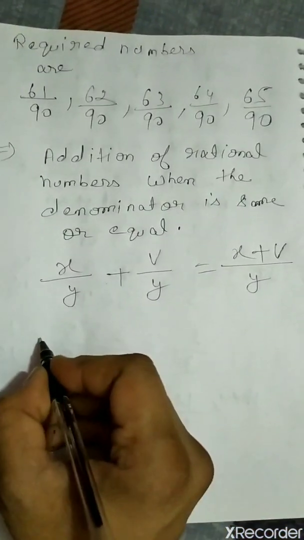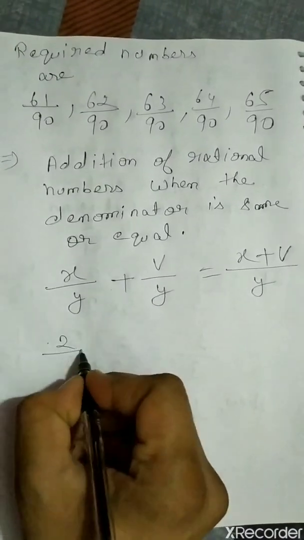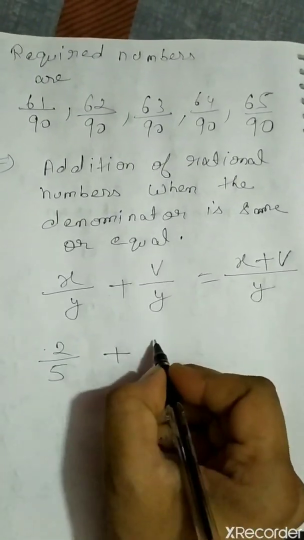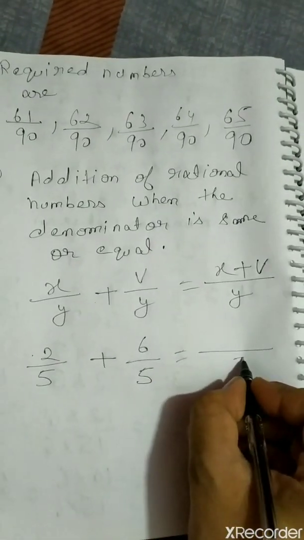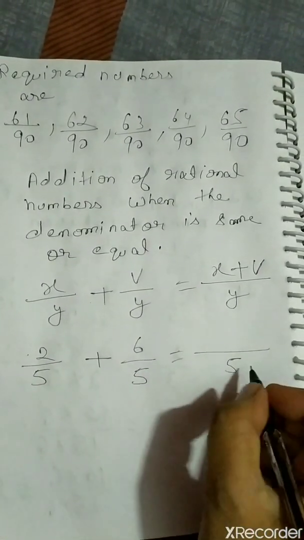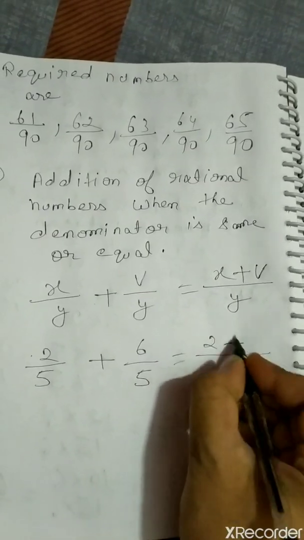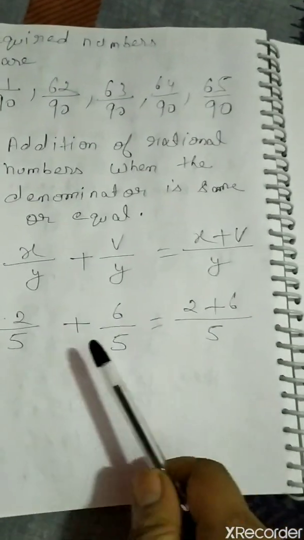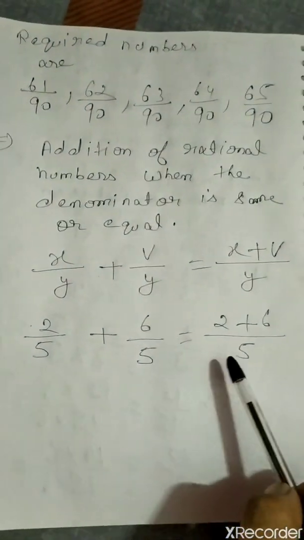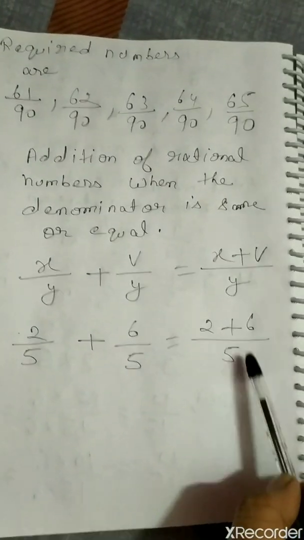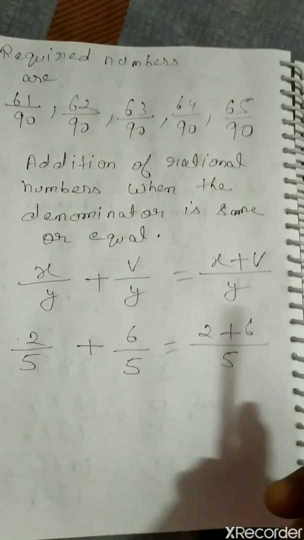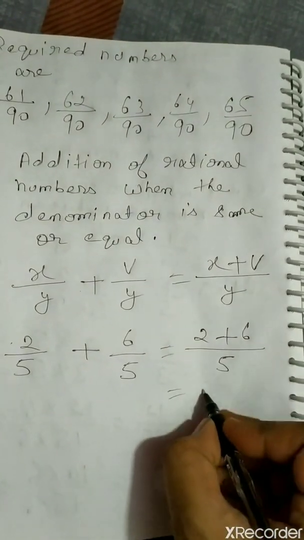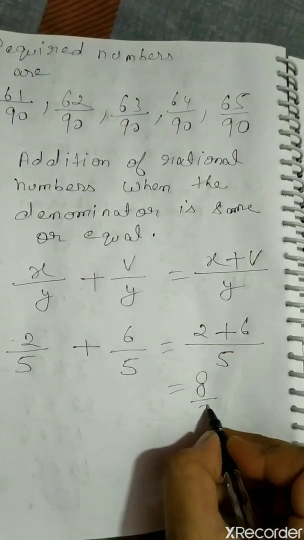For example, suppose the numbers are 2 by 5 plus 6 by 5. The LCM of these denominators is 5 only. Then 2 plus 6. So simply, when the denominator is same, write the same denominator in the sum also and add the numerators only. The result will be 8 by 5.